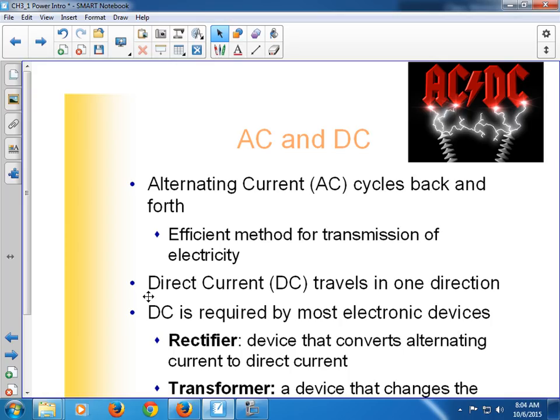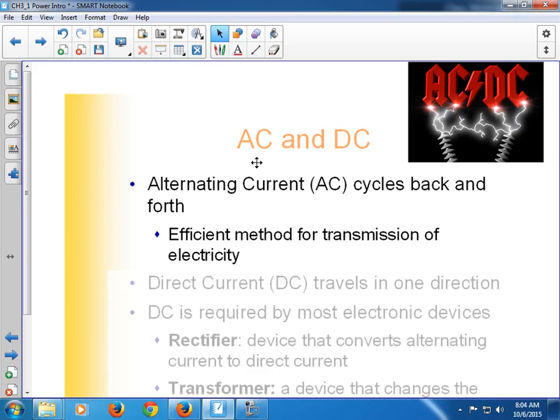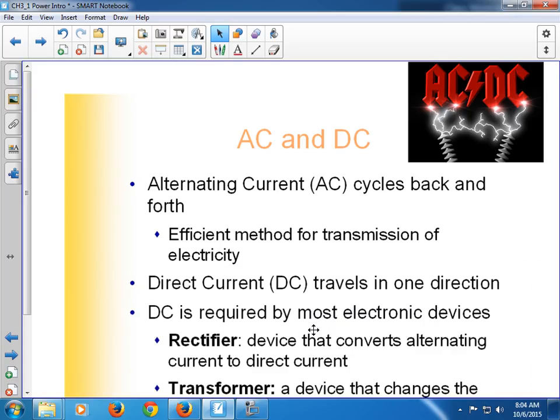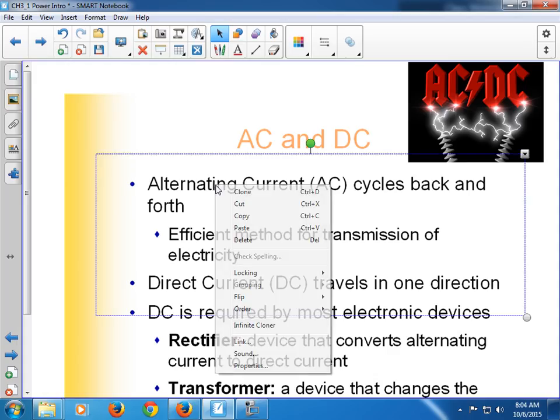And my slide is too big, it slid down. Let me see if I can unlock this and move it up. I cannot.